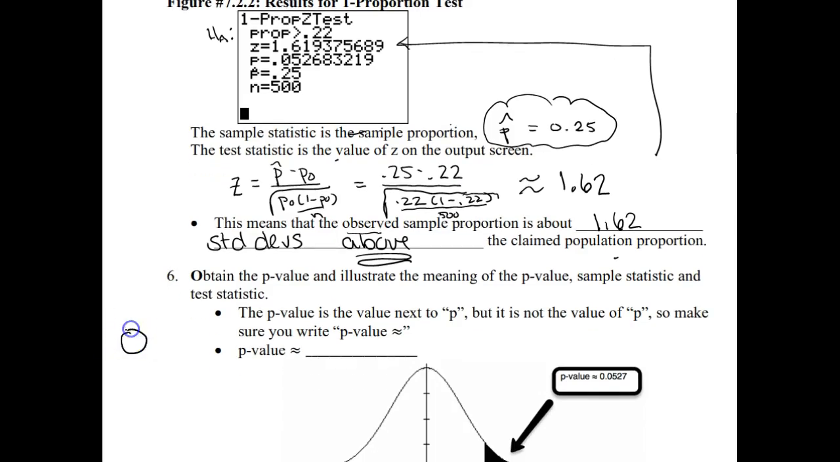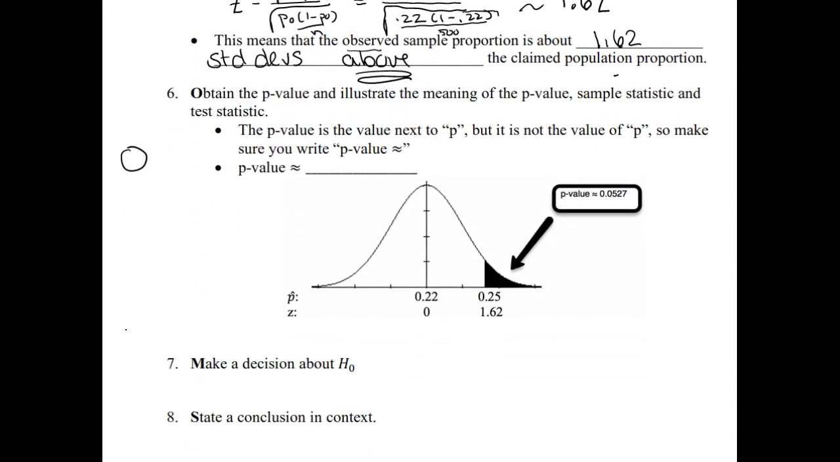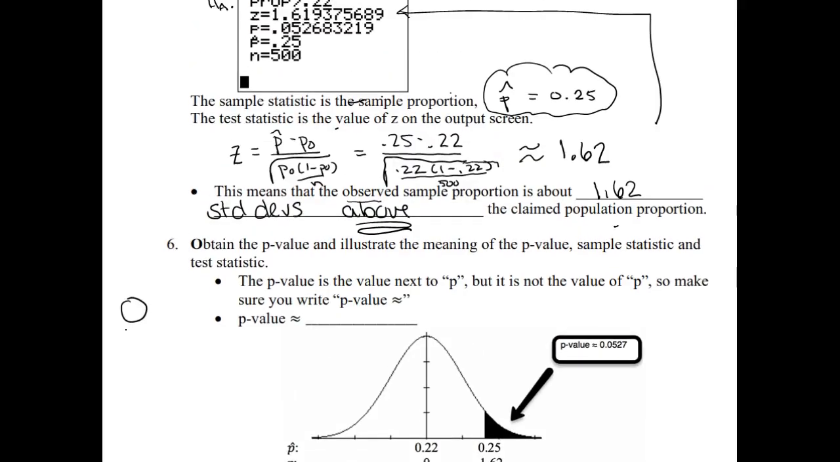The next letter in PHANTOMS is O, so we're going to obtain the p-value and then draw a picture to make some meaning out of these numbers. Keep in mind that on the output screen, our p-value is next to p, but it's not p, it's the p-value. So we're going to write p-value is about, if we round that off to 4 decimal places, 0.0527.